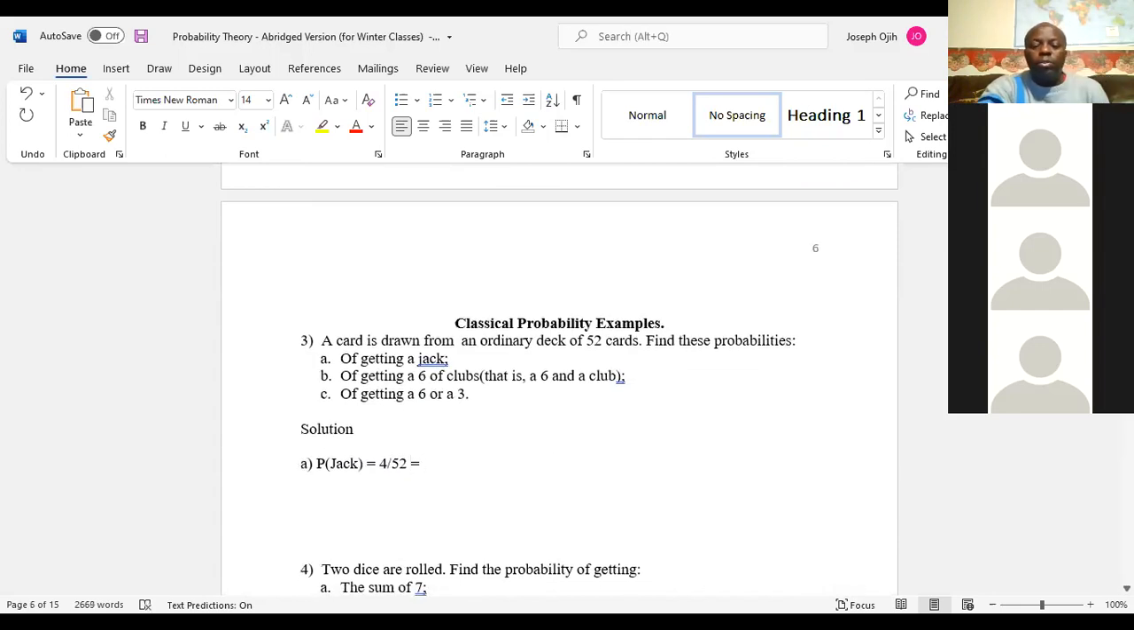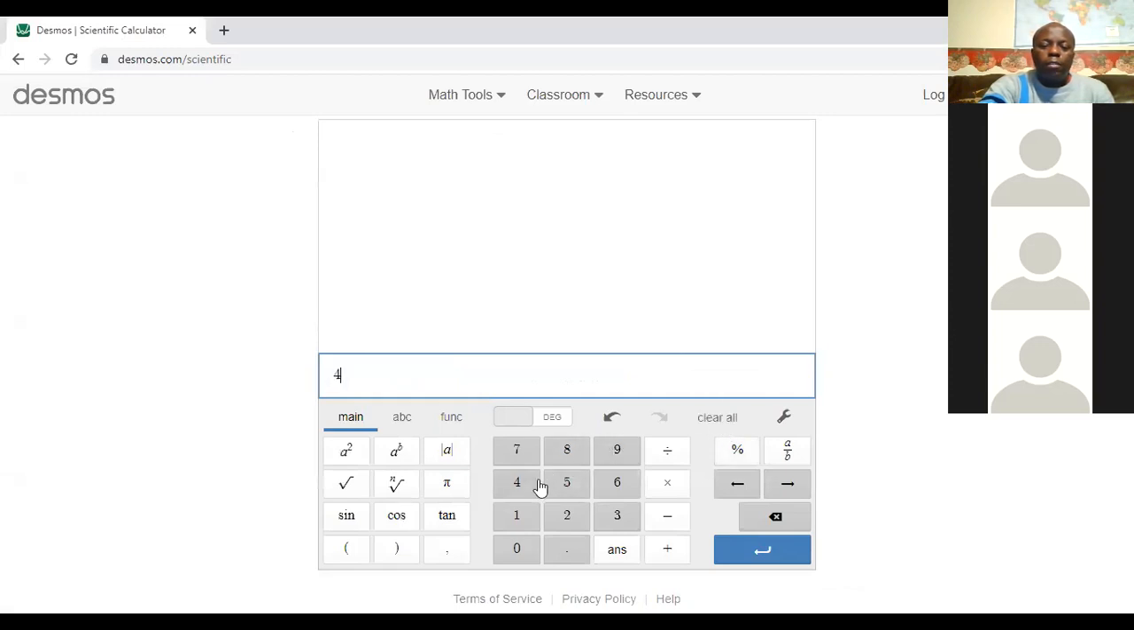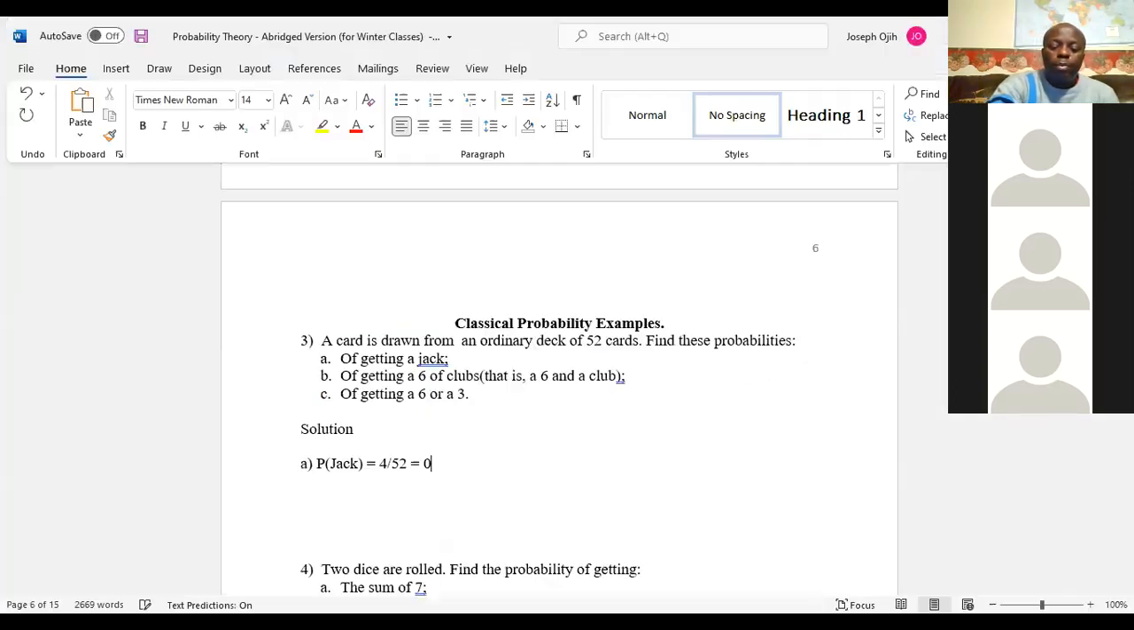If you go to your calculator, 4 divided by 52 is 0.0769. Round it to 0.077. You can write probability as a fraction, a decimal or a percent. So this is equivalent to saying a 7.7% chance of getting a jack.